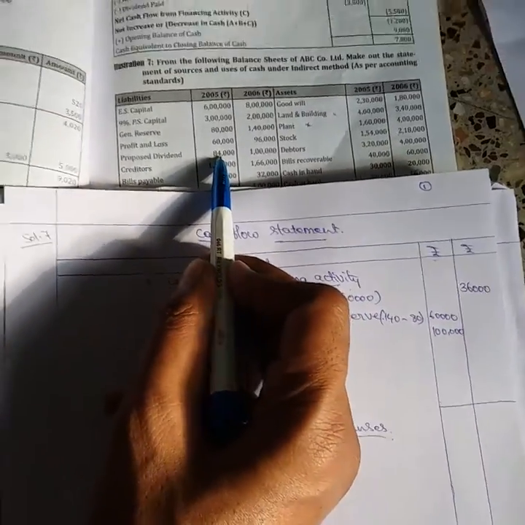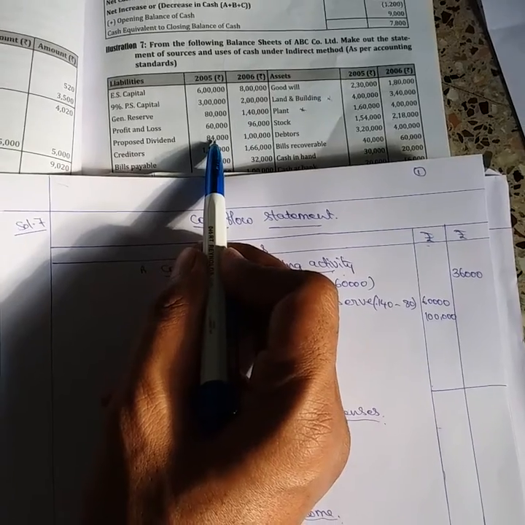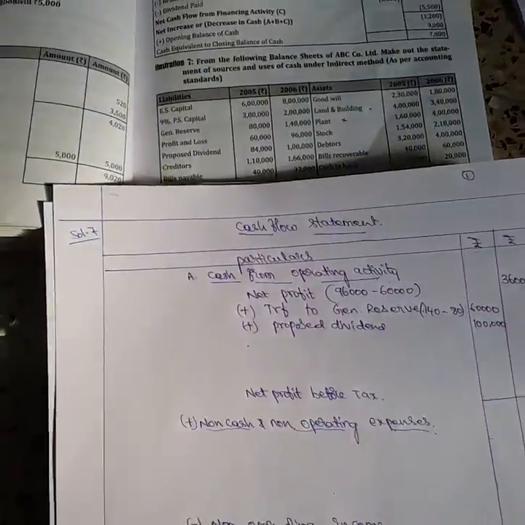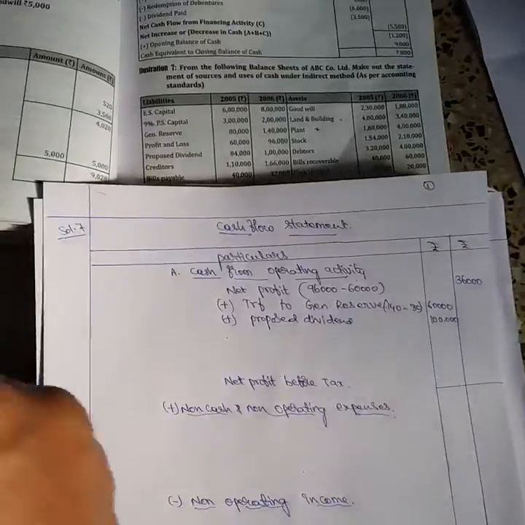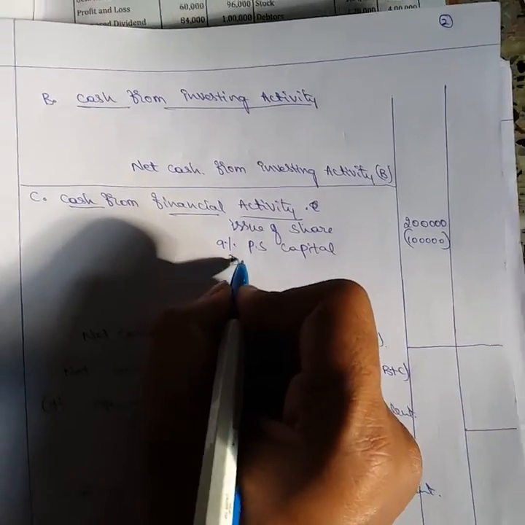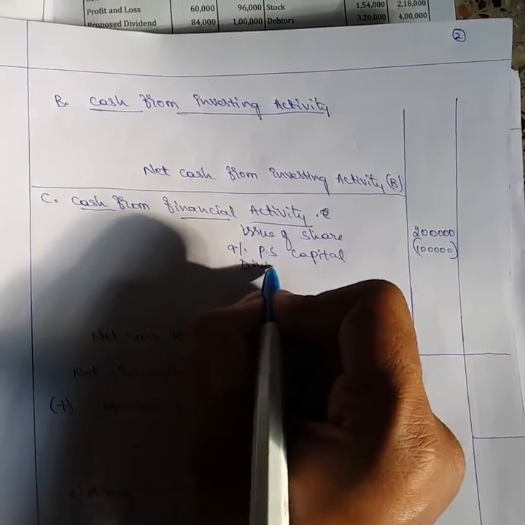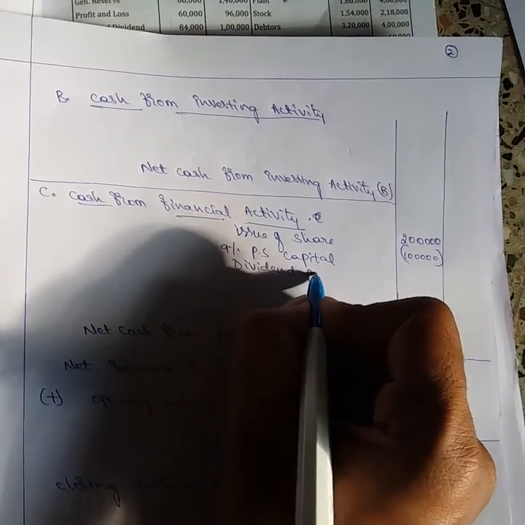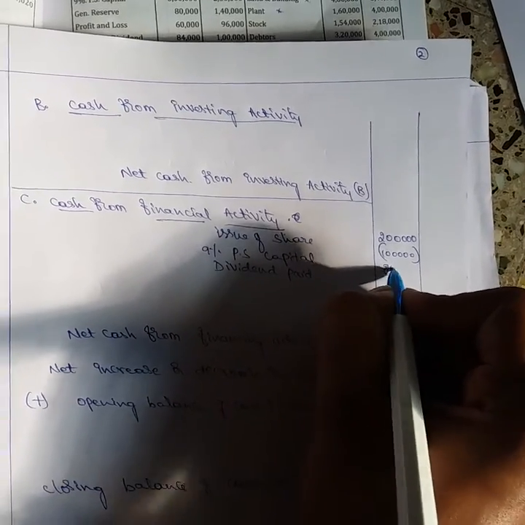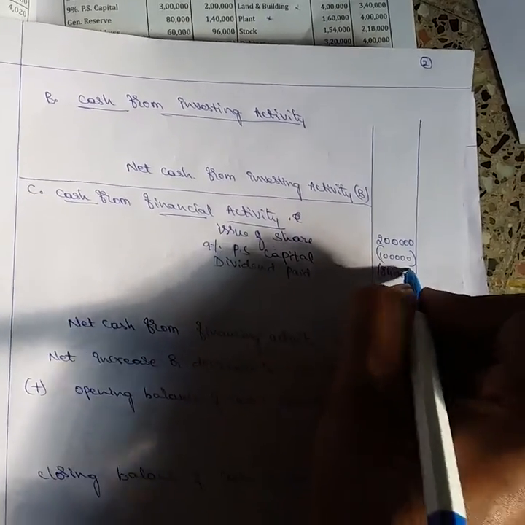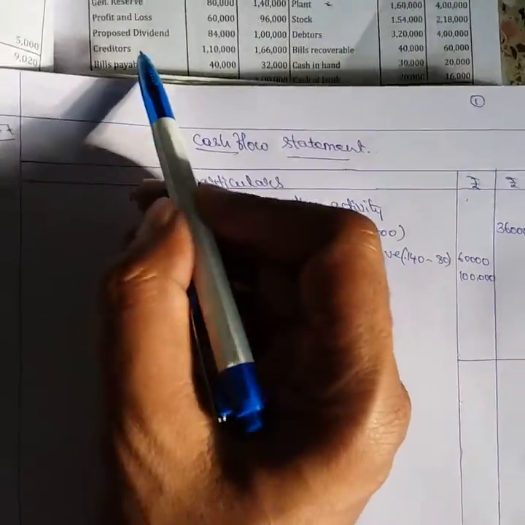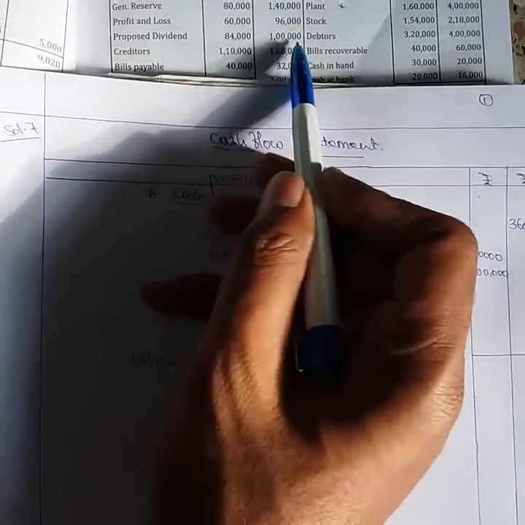Okay, this 84,000 is previous year dividend, will be paid in current year. So there is outflow of 84,000. It comes under financing activity. Financing activity, dividend paid, 84,000. This is outflow, should be written in minus balance. Next, proposed dividend is over.